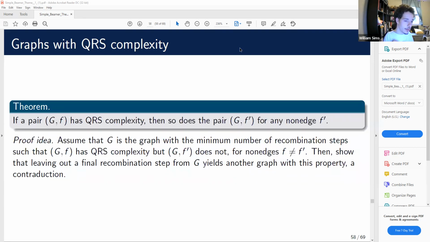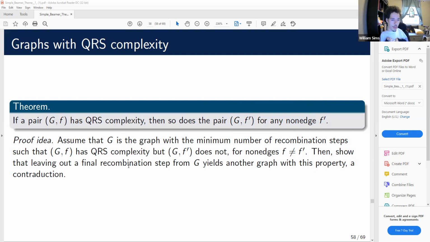Okay, and then the one other kind of combinatorial result we want to show is that if a pair G comma F has QRS complexity, then so does the pair G comma F prime for any non-edge F prime. This is a pair such that G union F prime is tree decomposable. Whenever we write it in this pair, we mean one DOF tree decomposable graph and a base non-edge.